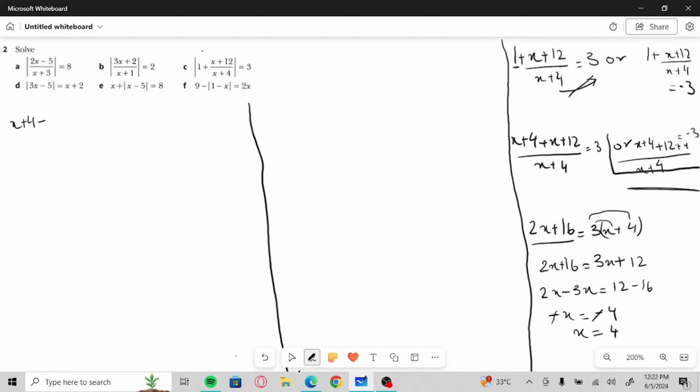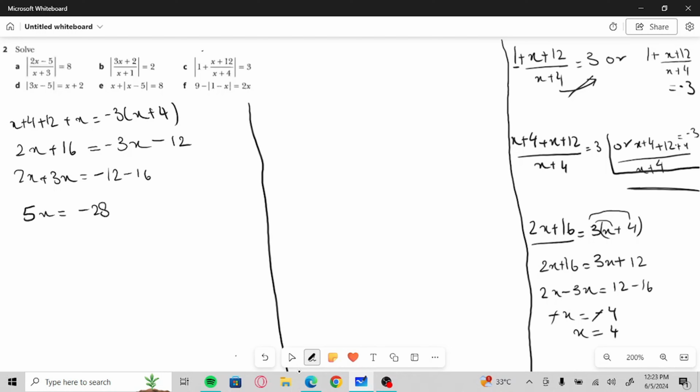x plus 4 plus 12 plus x is equal to negative 3 multiplied by x plus 4. Okay. So you'll say that 4 plus 12 is 16, and x plus x equals 2x. 2x plus 16 is equal to negative 3x minus 12. So just simplify these values. 2x plus 3x is equal to minus 12 minus 16. 5x should be equal to negative 28. x should be equal to negative 28 upon 5.